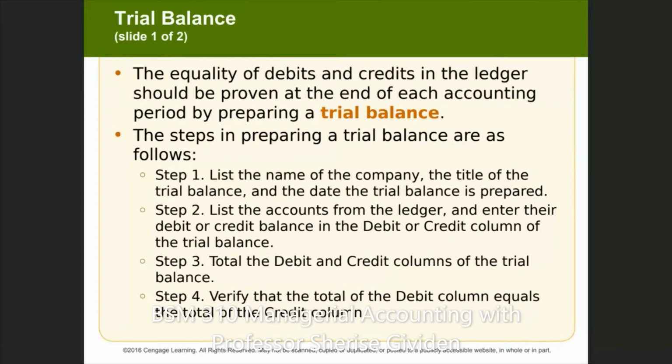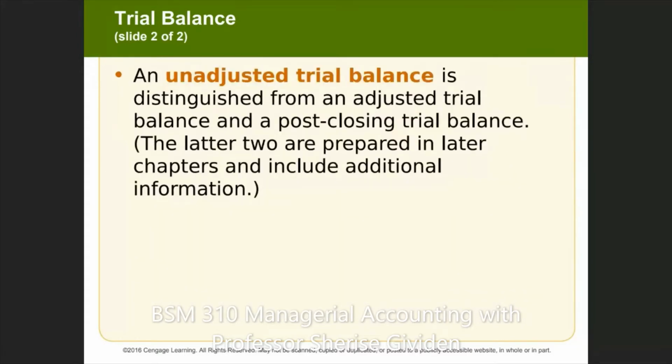And then step 4, verify the total of the debit column equals the total of the credit column, which is what we were just talking about. An unadjusted trial balance is distinguished from an adjusted trial balance and a post-closing trial balance. The latter two are prepared in later chapters and include additional information. So we're not going to cover those too much here.